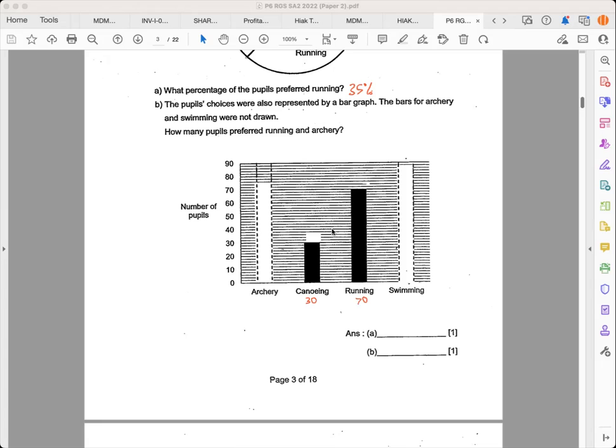Running is 35%. And there are 70 pupils from the bar chart. So I can say that 35% is equal to 70. Make sure you use the arrow. Percentage never use equal sign. So 1% will be equivalent to 70 divided by 35. And 1% is equal to 2 pupils.